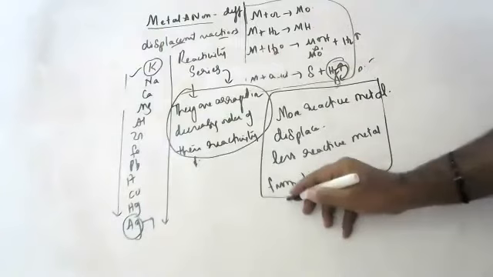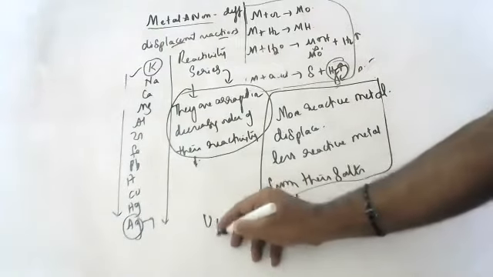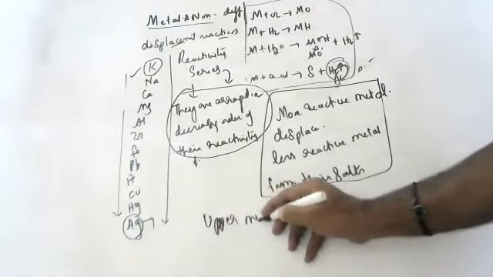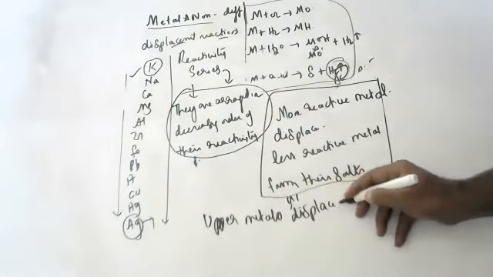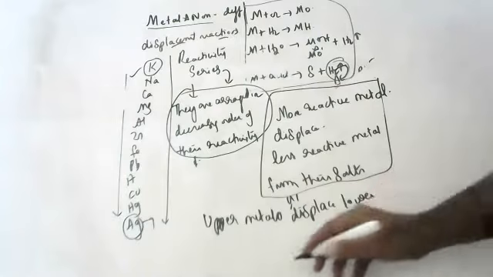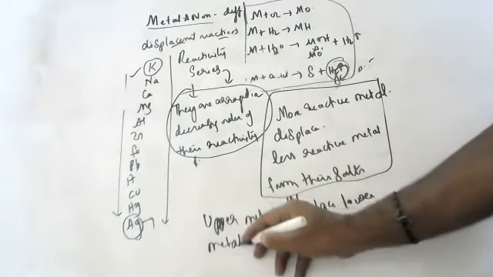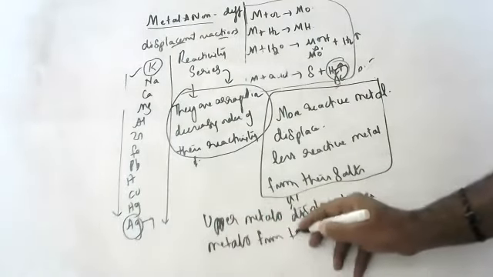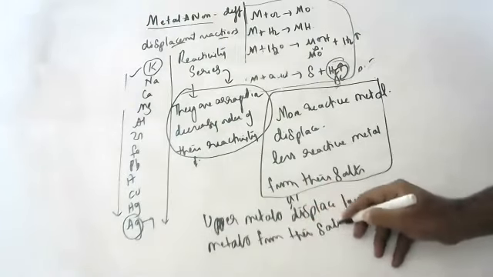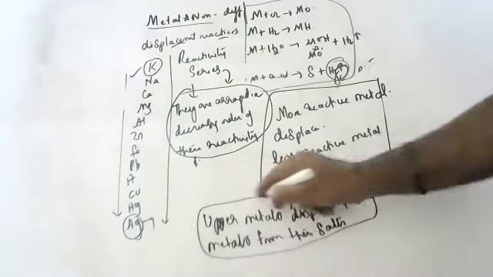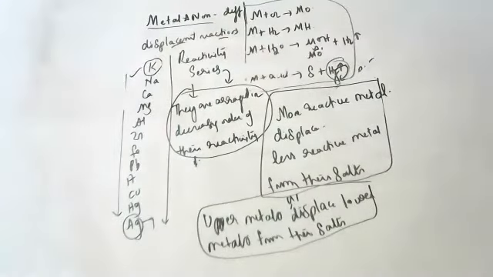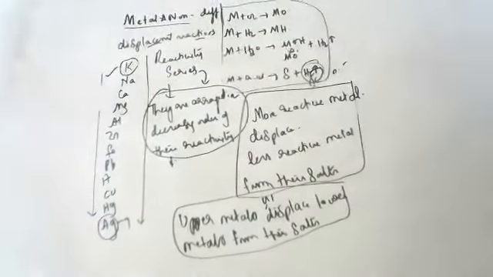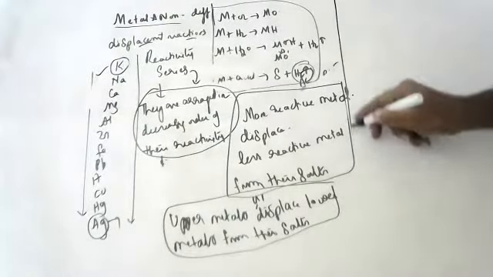Those who didn't understand this, again I am saying: upper metals displace lower metals from their salts. Upper metals displace lower metals from their salts. No, sir, we are not able to understand. If anyone says so, I will show you, children.